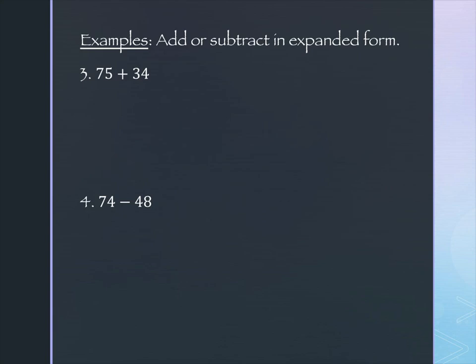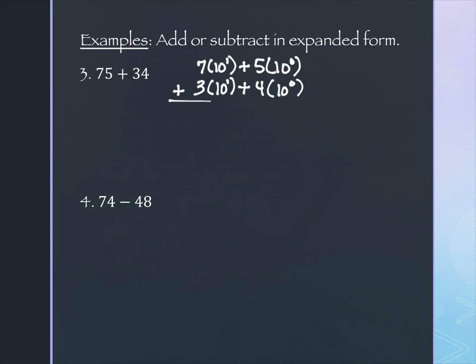So 75 would be 7, actually, I'll write it over here, 7 times 10 to the 1, because it's in the tens place, and 5 times 10 to the 0. And then 34 lines up underneath because it's 3 times 10 to the 1 and 4 times 10 to the 0. Everybody good so far?